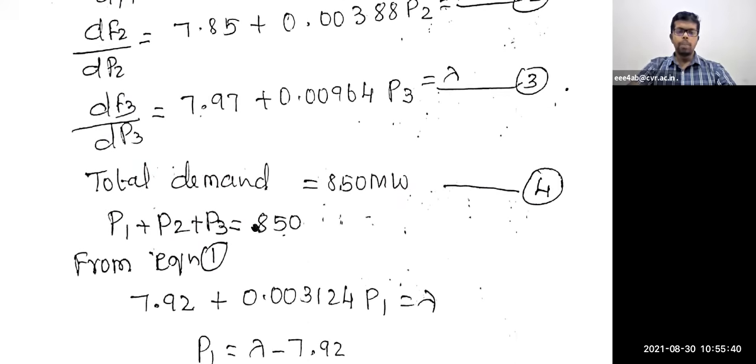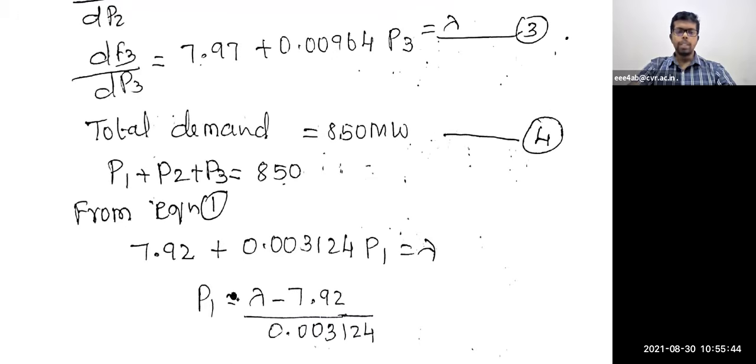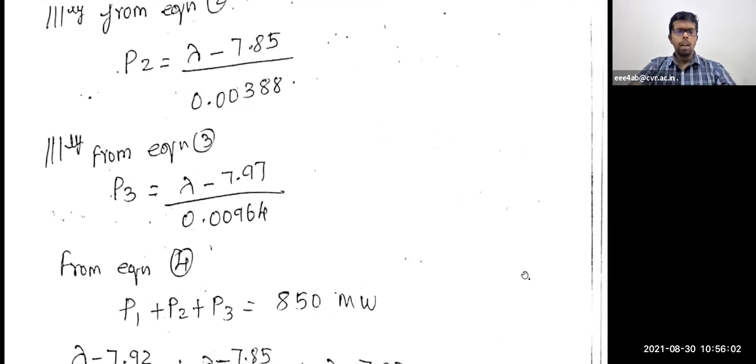So P1, you have to take outside from equation 1. If you take P1 outside, P1 is equal to lambda minus, so you have to take this term outside, minus 7.92 divided by 0.003124. Okay, so this is P1. For better understanding, you can take this as equation number 5 also.